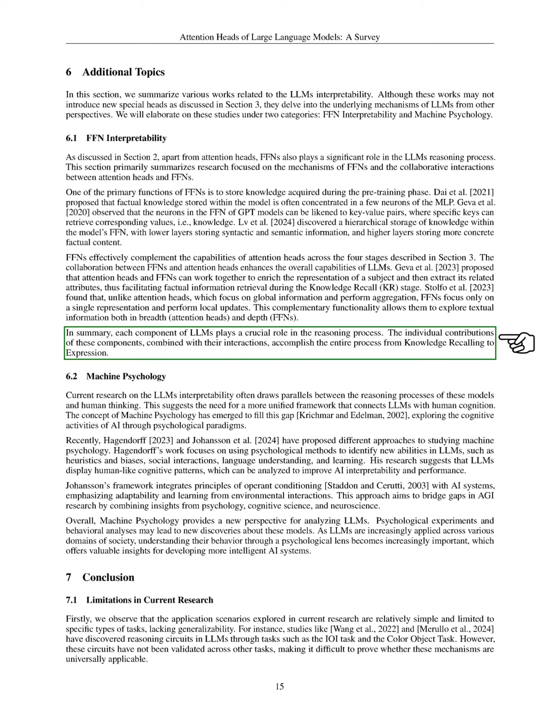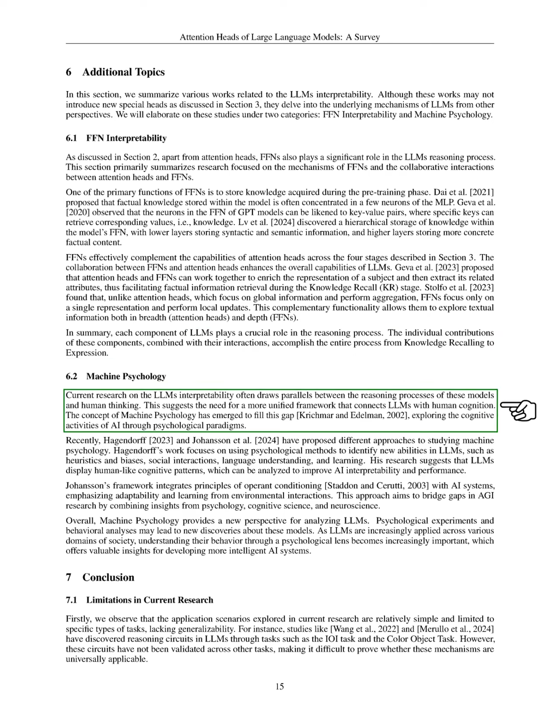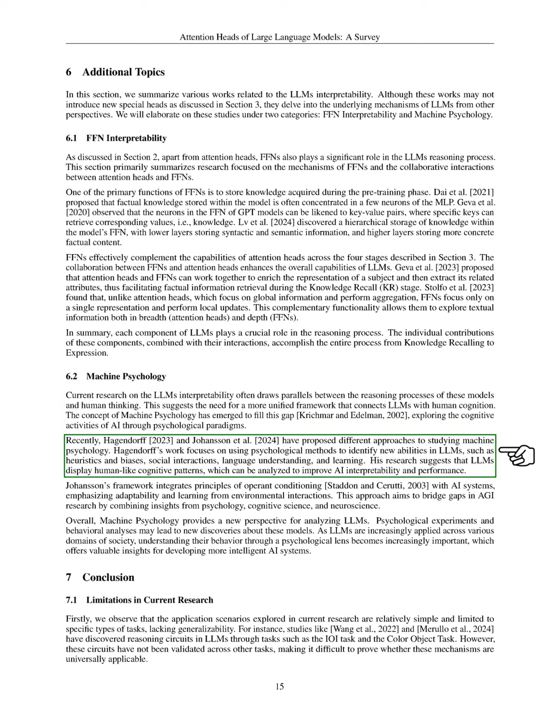Section: Machine Psychology. In this section, we explore the concept of machine psychology, which connects the reasoning processes of large language models, LLMs, with human thinking. This highlights the need for a unified framework that links LLMs to human cognition. Machine psychology investigates the cognitive activities of AI using psychological theories. Recently, researchers have proposed various methods to study this field.